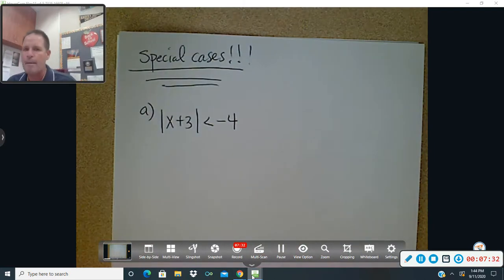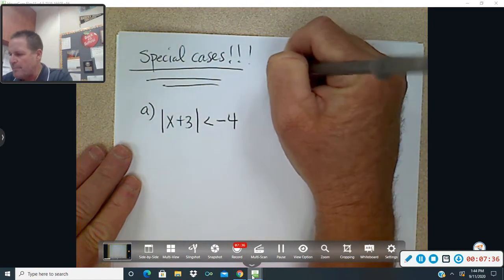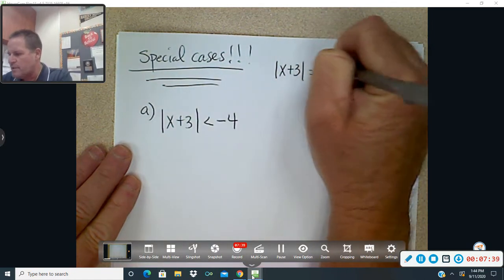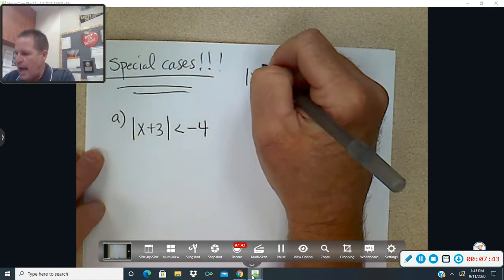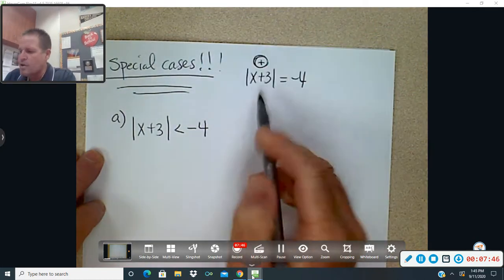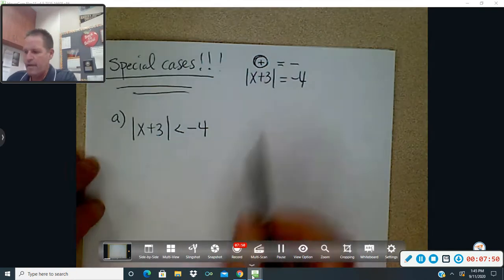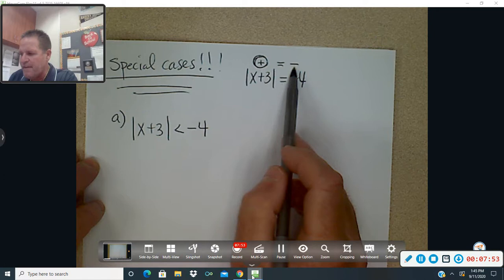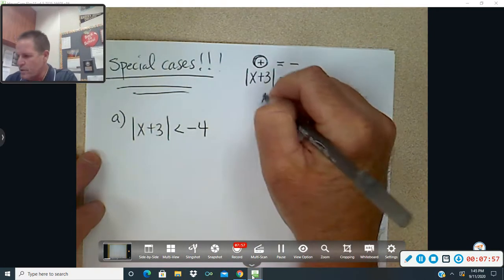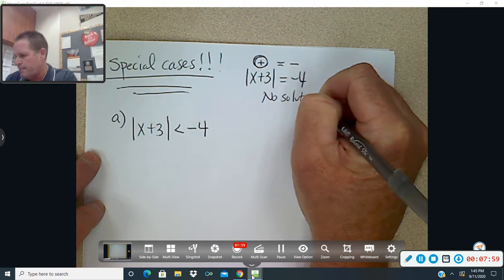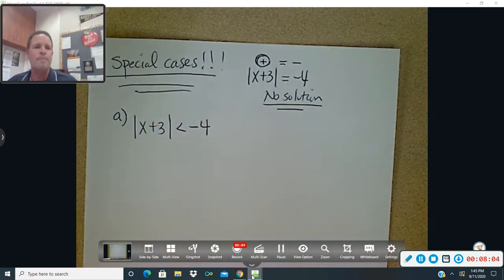Okay, you might remember from equations, when we did equations, absolute value of x plus 3 equals negative 4. We said, how is it possible that something that is always positive is ever going to equal a negative? It's impossible. It's not going to happen. So we said this is no solution. Now, be careful. That may or may not be the answer here.